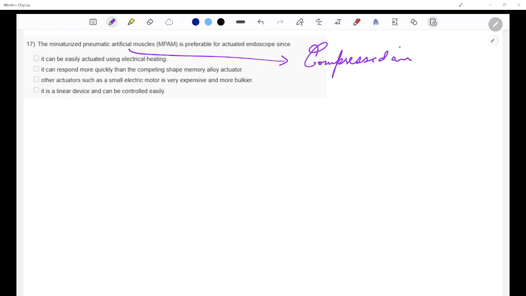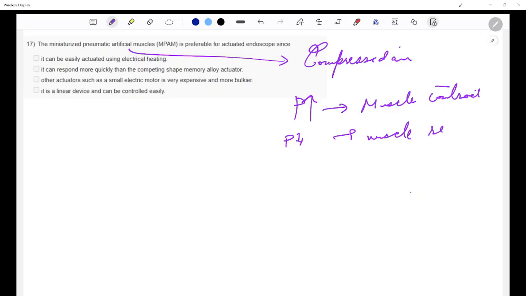When pressure increases, the muscle contracts. And when the pressure decreases, the muscle expands or relaxes. These are similar to biological muscles.